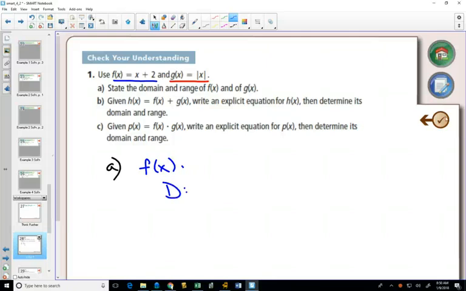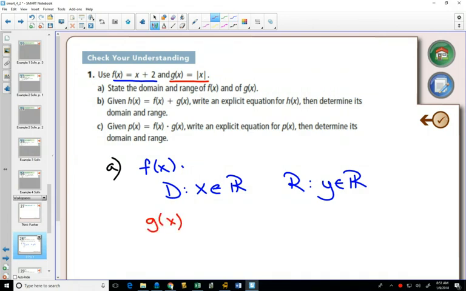So for f of x, the domain is everything because it's a line, and the range is everything. So both the red graph and the blue graph are graphs that we know. So when we think about g of x, that's an absolute value graph. That looks like this. Again, the domain is everything. And the range is bigger than or equal to 0.